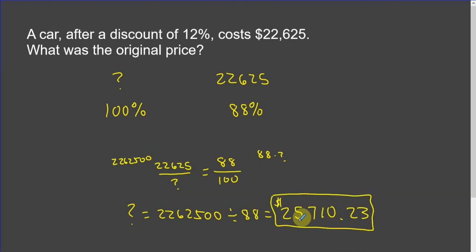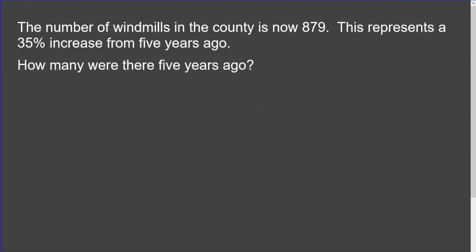Okay, so does that make sense? Yeah, first of all, it's a number bigger than 22,625, which makes sense because the original price was definitely more because there was a discount. And yeah, it's not a crazy number. It seems like it would make sense. Okay. All right. Let's try another one.